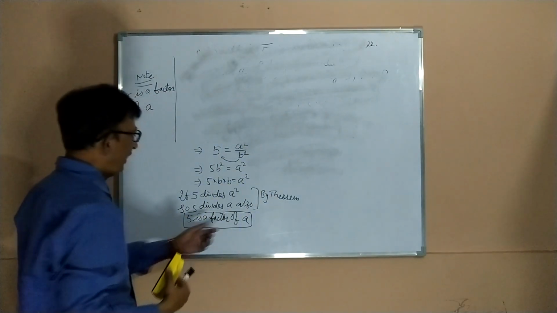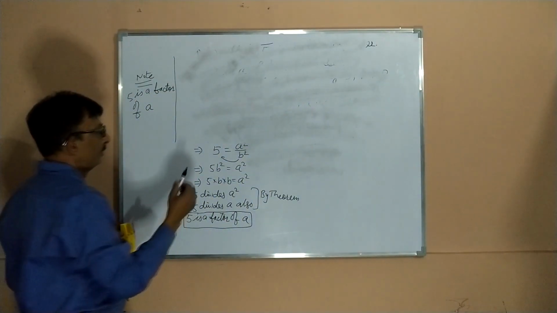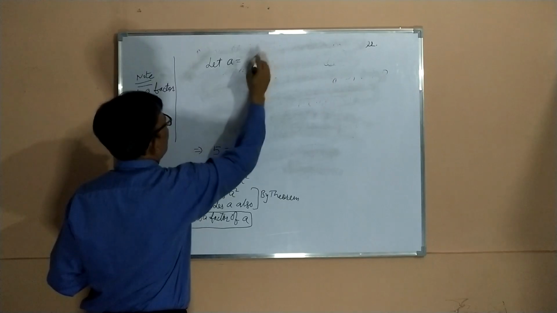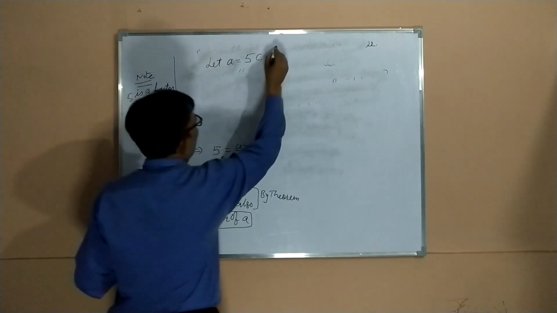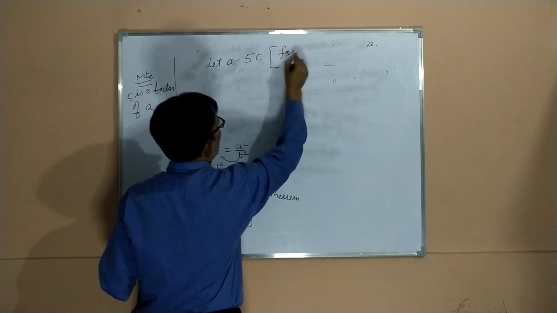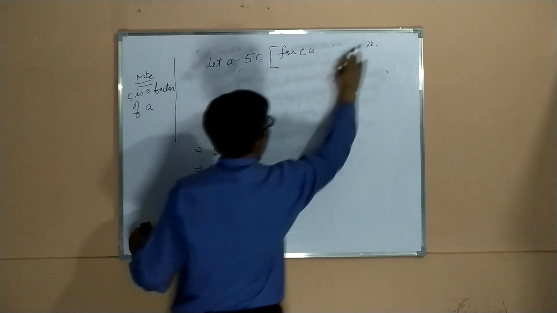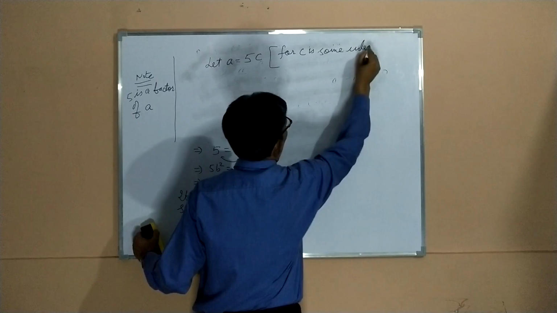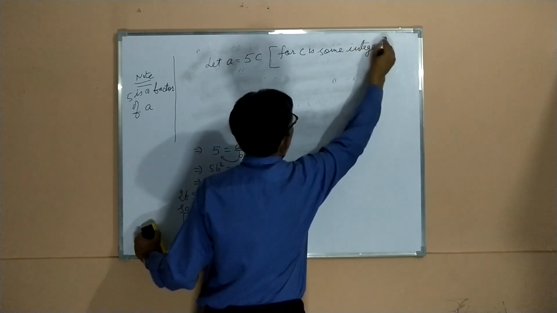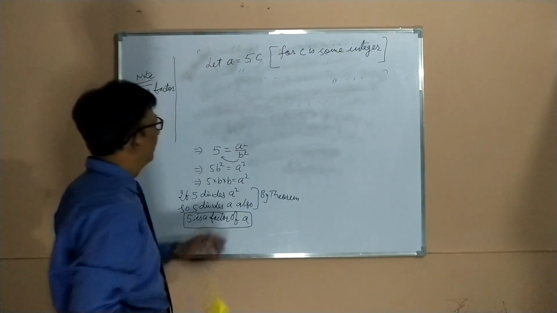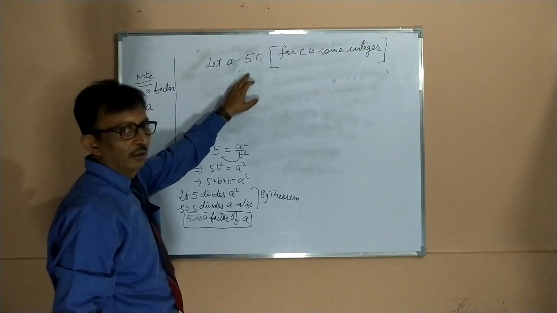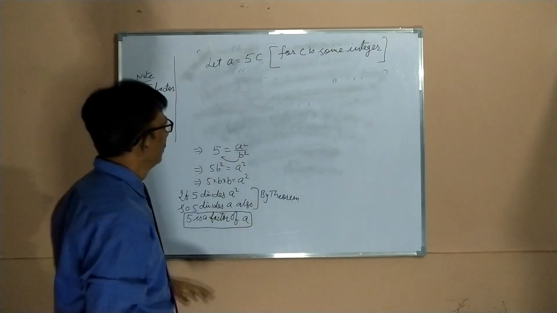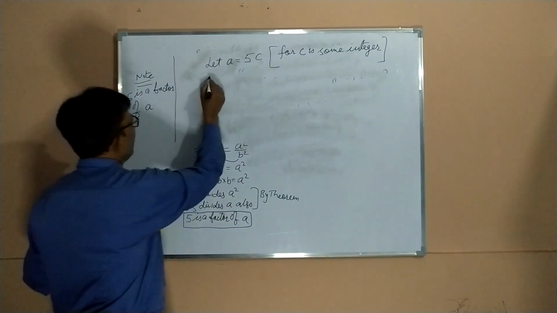We suppose a as 5c. Let me suppose a is equal to 5c, for c some integer. c कोई इंटीजर है और उसके लिए वी आर सपोजिंग a इज इक्वल टू 5c. अगर अंडर रूट 5 में प्रूव कर रहे हैं तो 5c, अंडर रूट 3 प्रूव करेंगे तो a इज इक्वल टू 3c, अंडर रूट 2 को प्रूव करेंगे a इज इक्वल टू 2c. तो a इज इक्वल टू 5c. नाउ स्क्वायरिंग बोथ साइड.